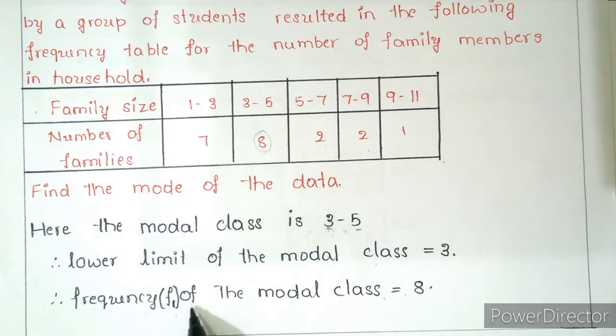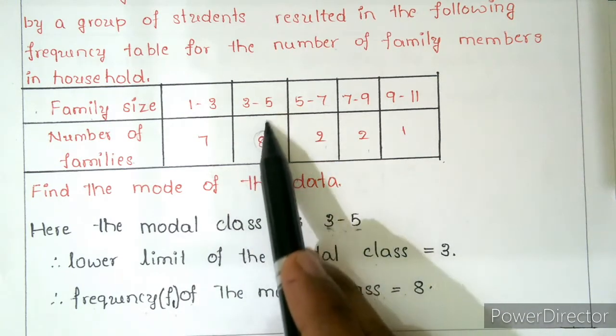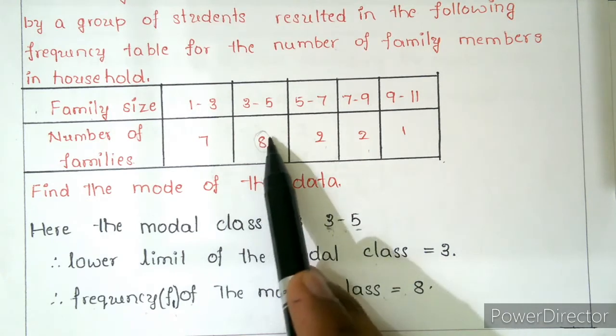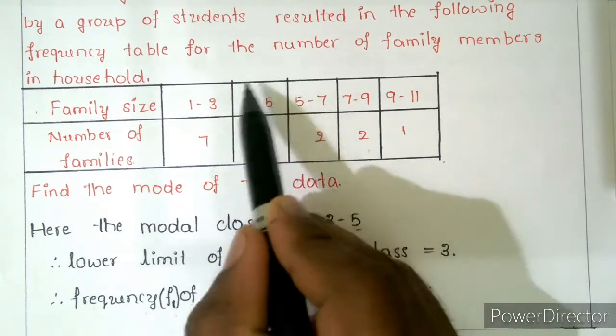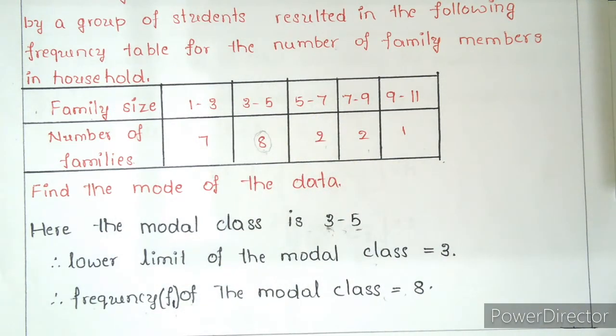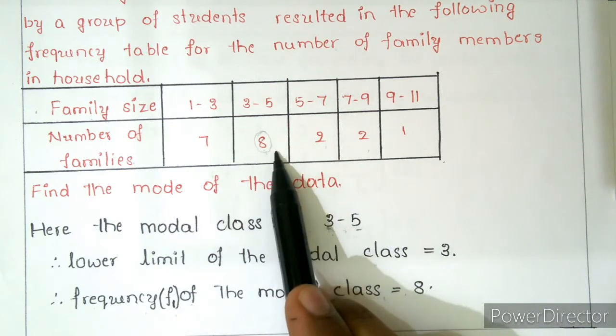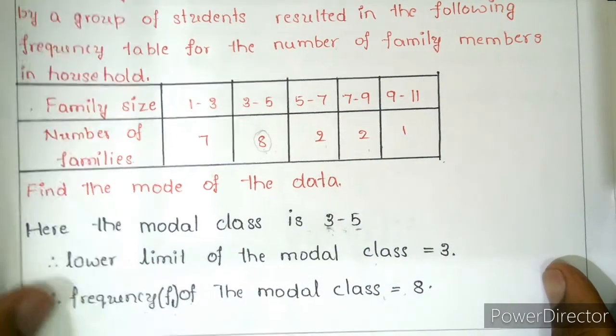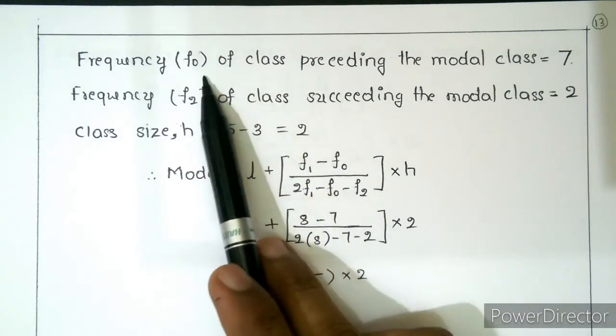So frequency F1 of the modal class. This one is the modal class now, so the frequency of the modal class is 8. That is F1. Next, frequency F0.